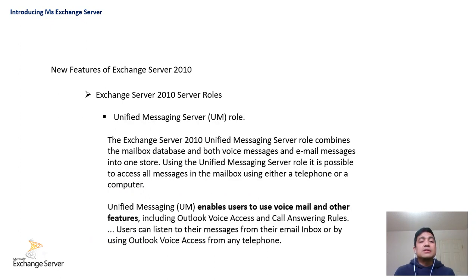Okay, lastly is the Exchange Server 2010 role, the Unified Messaging server, or in short, UM. The Exchange Server 2010 Unified Messaging server role combines the mailbox database and both voice messages and email messages into one store. Using the Unified Messaging server role, it is possible to access all messages in the mailbox using either a telephone or a computer. So Unified Messaging, or UM, enables users to use voicemail and other features, including Outlook Voice Access and call answering rules. Users can listen to their messages from their email inbox or by using Outlook Voice Access from any telephone.